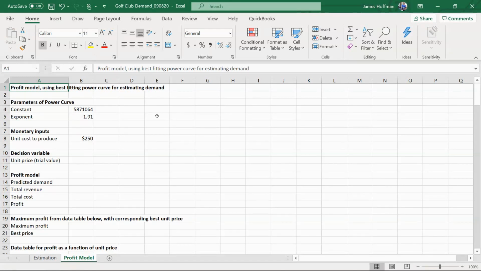All right, so all we've done so far is add this little section for the parameters of the power curve, and we copied and pasted the exponent and the constant from the previous tab. Okay, so now I think we're ready to go on to step 9.